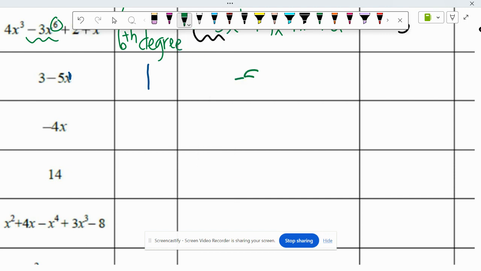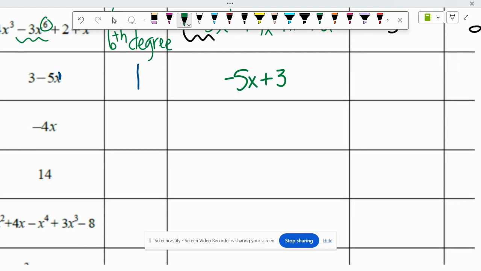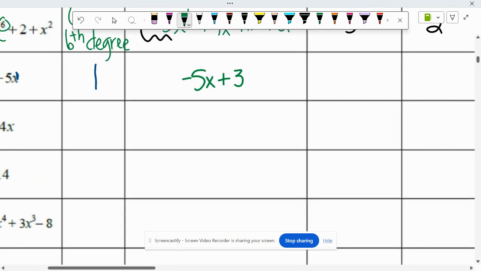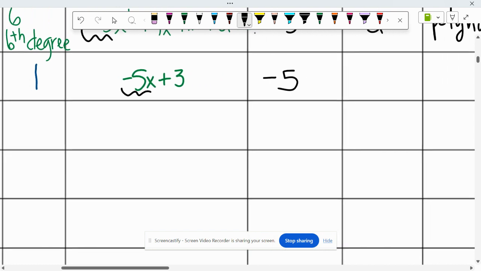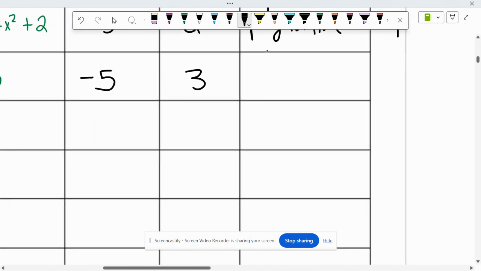Perfect. Negative 5x plus 3. Leading coefficient, Caden? Leading coefficient. What's the one that comes first? Coefficient is a number that's attached to a variable. Negative 5. Do you guys see that it's negative 5? Leading coefficient is negative 5. Constant. What's the constant, Lorenzo? Number that's all by itself. 3. How many terms does this have, Matthew? 2. So what do we name it, Matthew, if it has 2 terms? It's called a binomial.